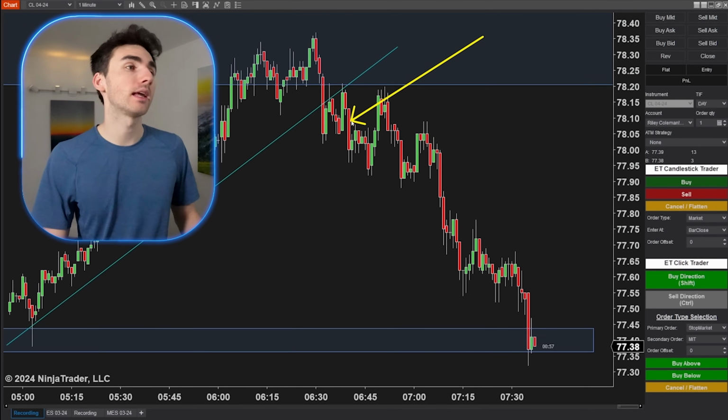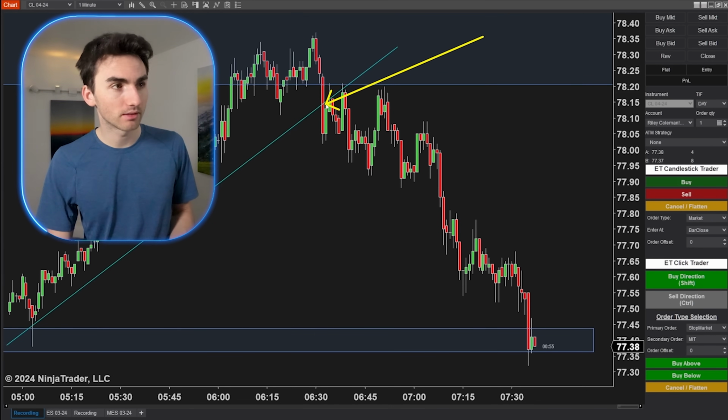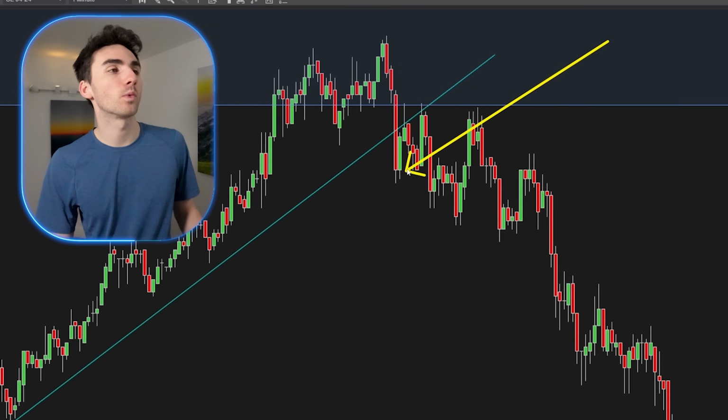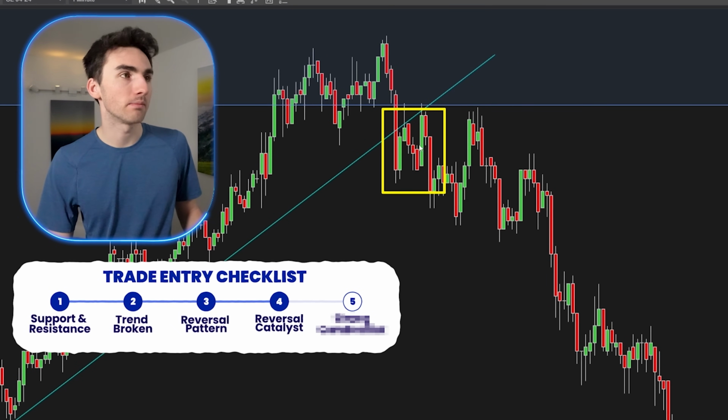And so going back to entering into this trade, after it made that really nice break, it kind of sat here for a while and made what I like to call a bearish flag.